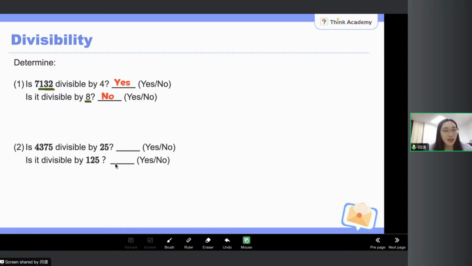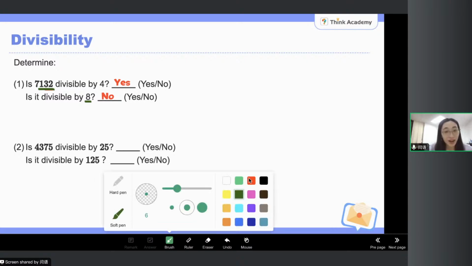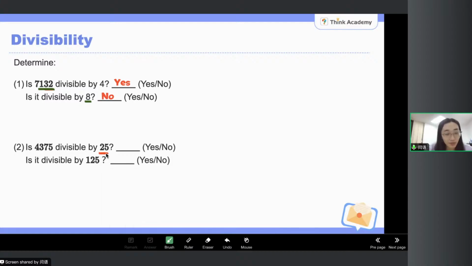Then next one, is the number 4,375 divisible by 25? Yes or no? Okay, 25, pay attention, 25. What should we check? Yes, just check the last 2. Okay, think about it. For 75, is it divisible by 25? Yes, okay, good job. Then next one again.